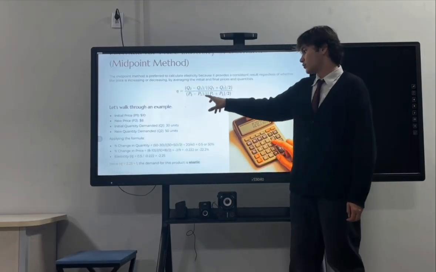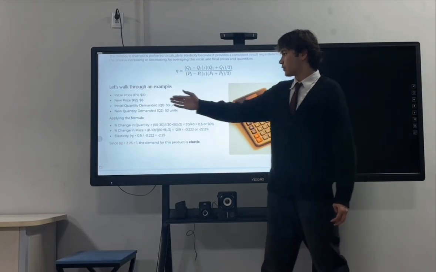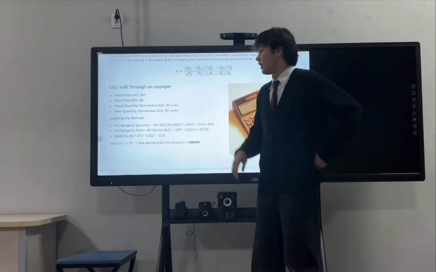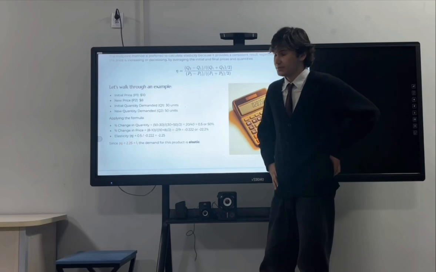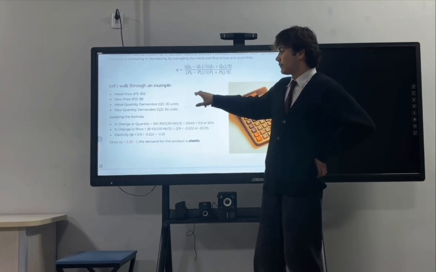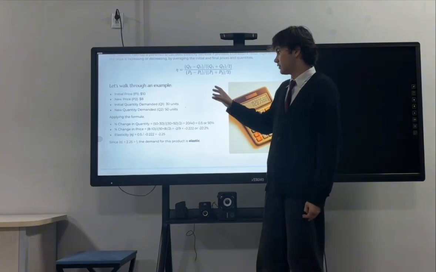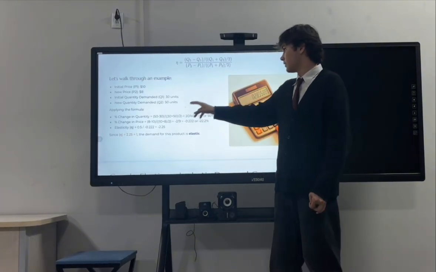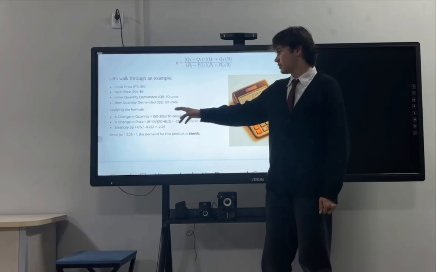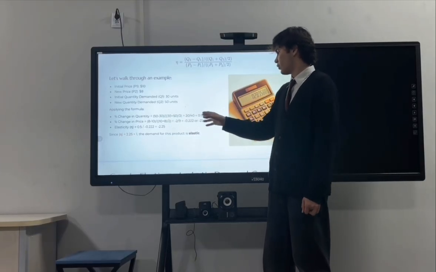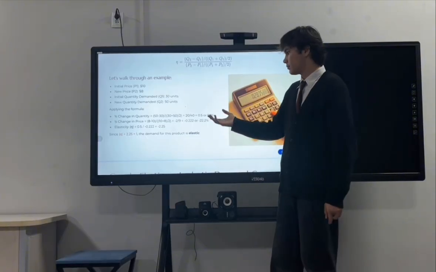Let's walk through an example. Our initial price is $10 and the new price is $8. The initial quantity demanded is 30 units, and the new quantity demanded is 50 units. Applying the formula, the change in quantity is 50 minus 30 divided by 30 plus 50 divided by 2, so we have 0.5 or 50%.